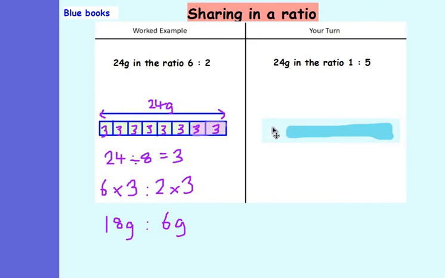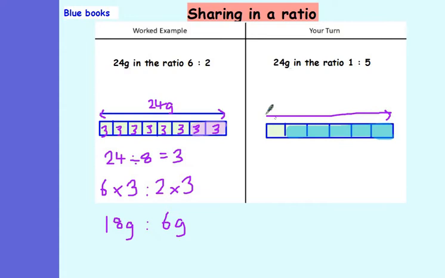Okay, let's go through the answer. Here's my bar model. Again, I've got the whole bar is worth 24 grams. I've split my 24 into 6 equal parts, so each of those little parts is going to be worth 4.